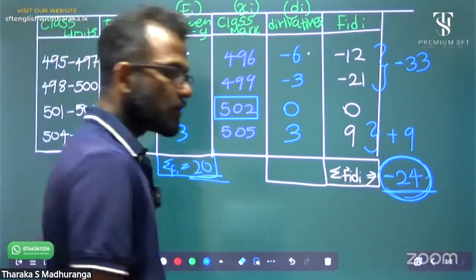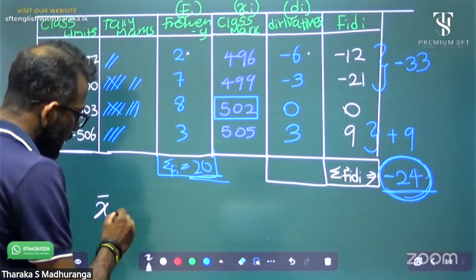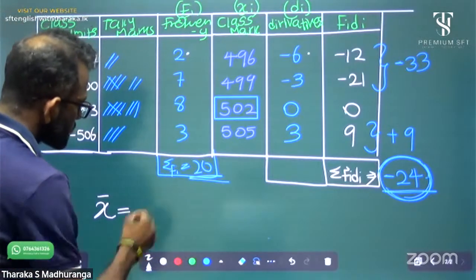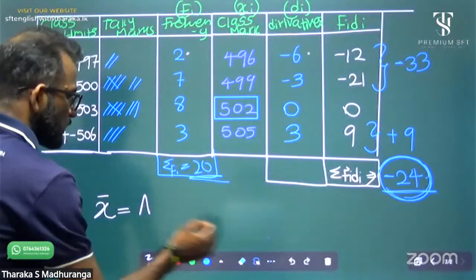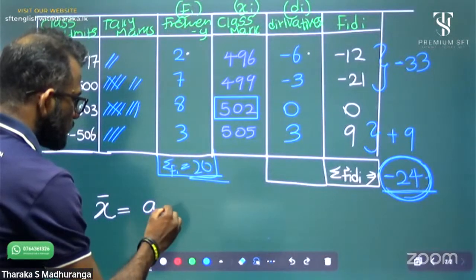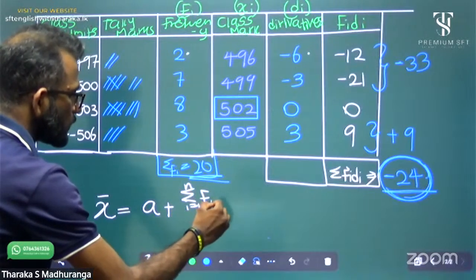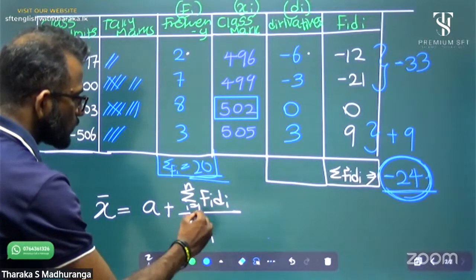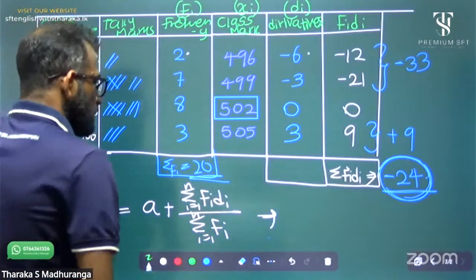Next, how to get the mean? The mean calculation: x bar equals the assumed mean a plus sigma i equals 1 to n of f_i d_i over sigma i equals 1 to n of f_i. Okay, what is the assumed mean?